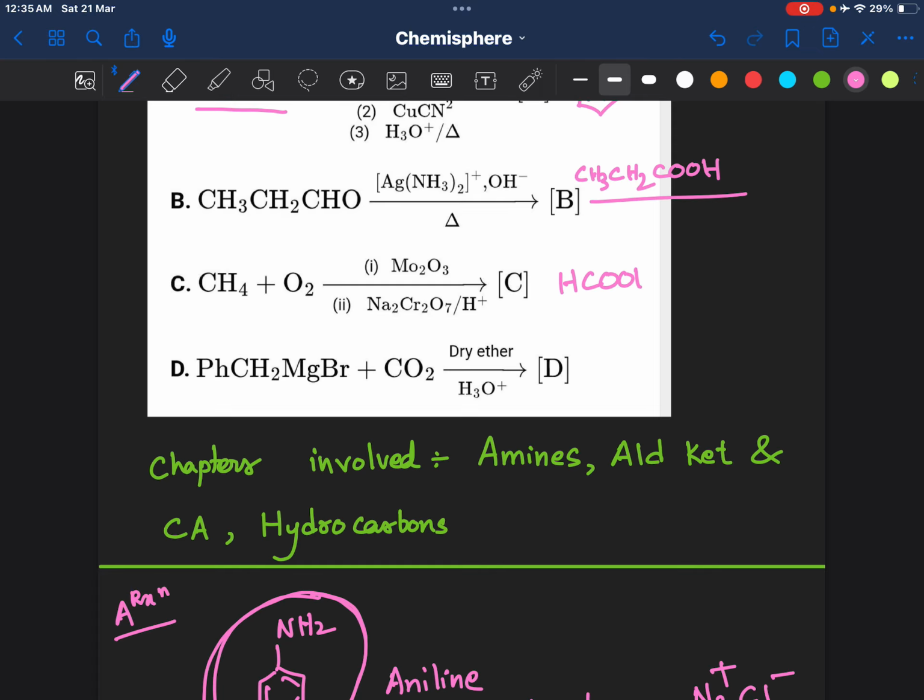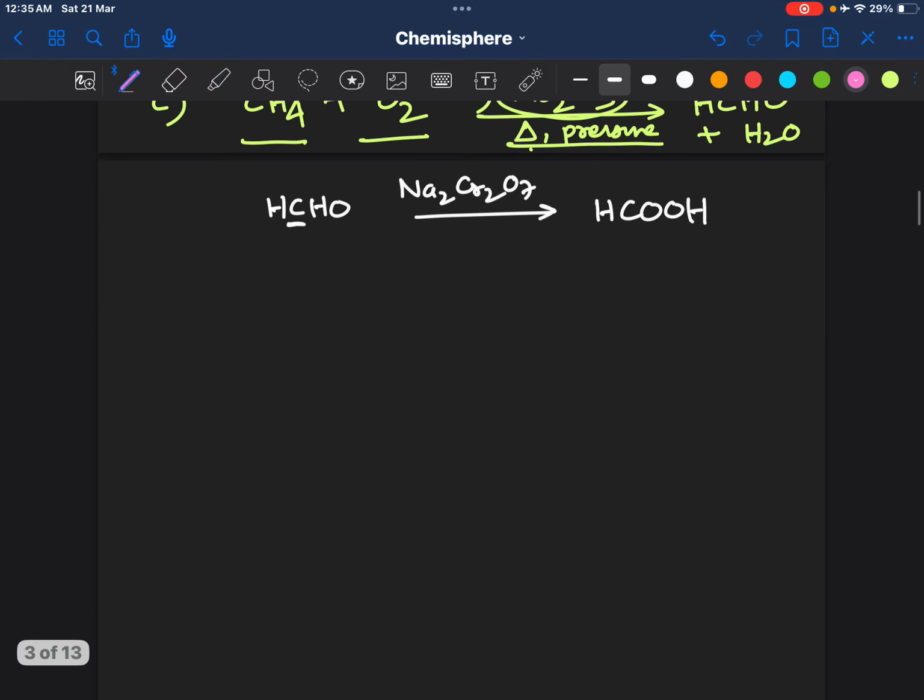Okay. And the fourth one we have a Grignard reagent, if you can see. And Grignard reagent reacting with CO2, obviously there should be dry ether since we have Grignard reagent, and we have acidic hydrolysis again. So let's see how does a Grignard reagent react with carbon dioxide. Let's see the general reaction first. Plus C double bond O double bond O. So we write it in this fashion to understand.